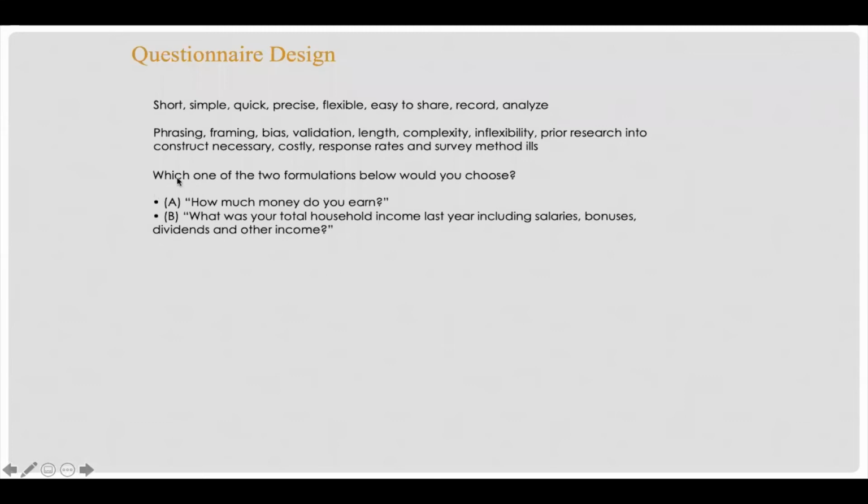So just a few examples. Which one of the two formulations below would you choose? How much money do you earn? Hey, if someone asks me, why would I answer that? What was your total household income last year, including salaries, bonuses, dividends, and other income? Would I even bother to sit and calculate all these things and then respond? Right? A good question could be, what is your annual household income? Even that, I doubt people would answer, right? So you'll have to break it down into multiple one-dimensional questions and then ask.